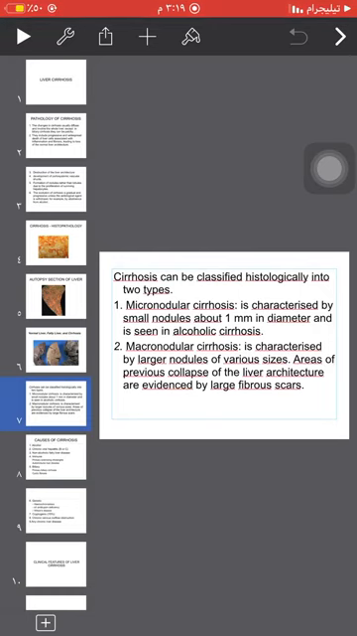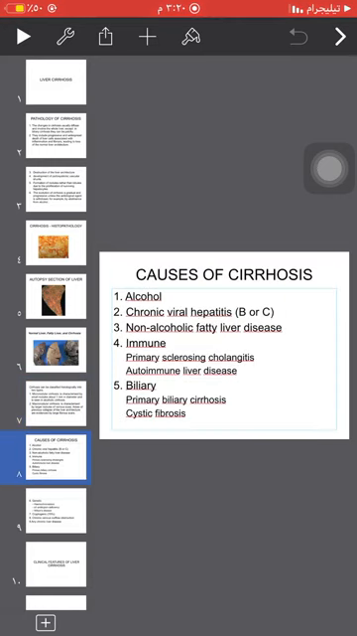سيروسس histologically two types. عندنا مايكرو نوديولار صغيرة وماكرو. المايكرو نوديولار is characterized by small nodule 1 ملم diameter and alcoholic cirrhosis. يعني جماعة الكحوليك سيروسس راح يصير عندهم مايكرو نوديولار 1 ملم. أما ماكرو نوديولار various size في عدة area of the liver of liver architecture are evidenced by the large fibrous scar. يعني من تسوي cut section أو من المظهر الخارجي راح تشوف أنه أكو scars, fibrous scars. هاي معناتها أنه السيروز هاي ماكرو نوديولار of variable size.